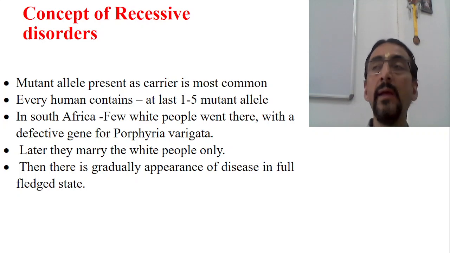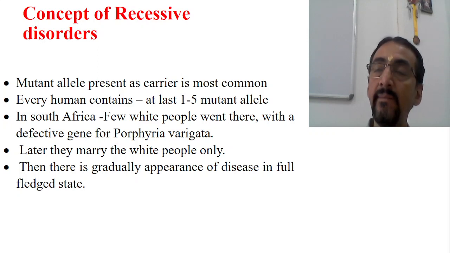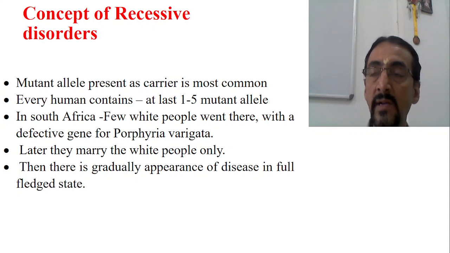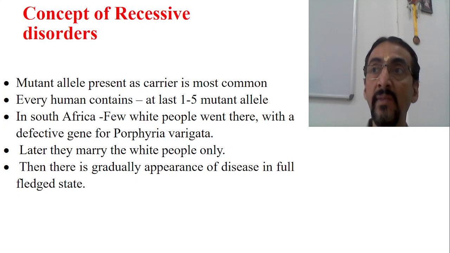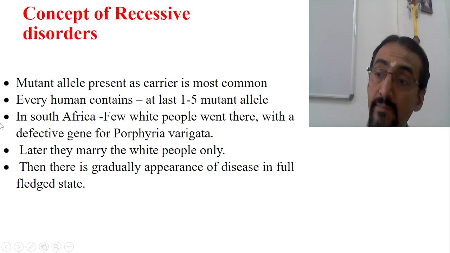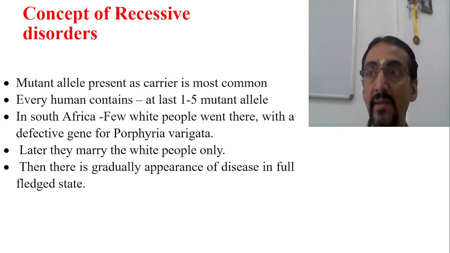Okay, now come to some of the basics again. We know that a mutant allele present as a carrier is most common. Suppose there is a genotype, and in the allele, one of the genes is mutant and the other gene is normal. Now what happens? We know that the normal gene will do the function and there is no manifestation of the disease. But what happens to the mutant gene present in the allele? It continues as a carrier. One of the genes is mutant, although it is mutant, no problem. But that particular genotype which contains a mutant allele is called a carrier.